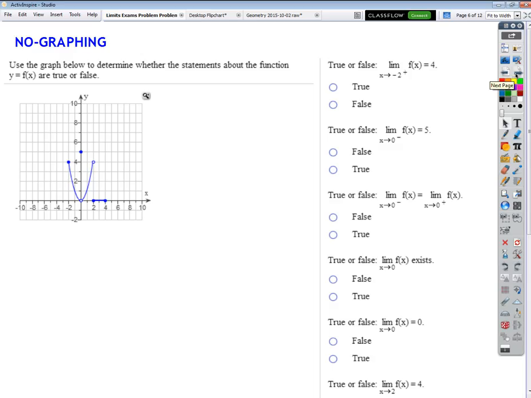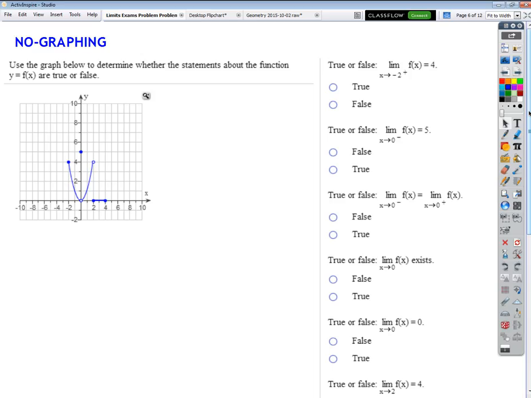So here's the non-graphing test, okay? On the non-graphing test, this was a loser. A lot of people missed this one. I wrote down all the answers. So let's look at this. Use the graph below to determine whether the statements about the function are true or false. So is this true or false now?